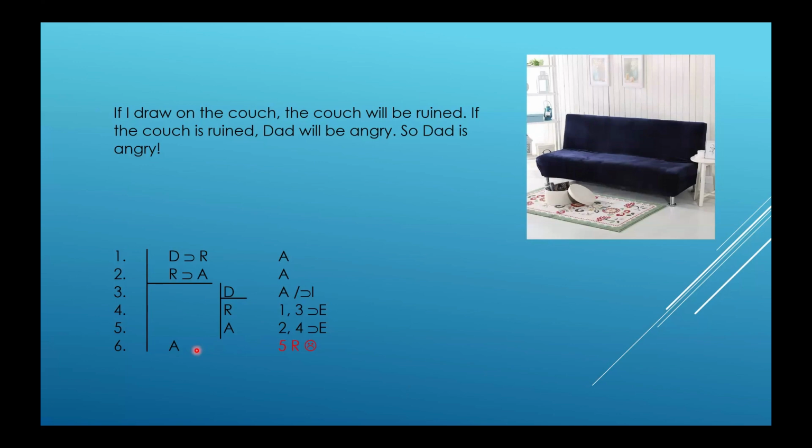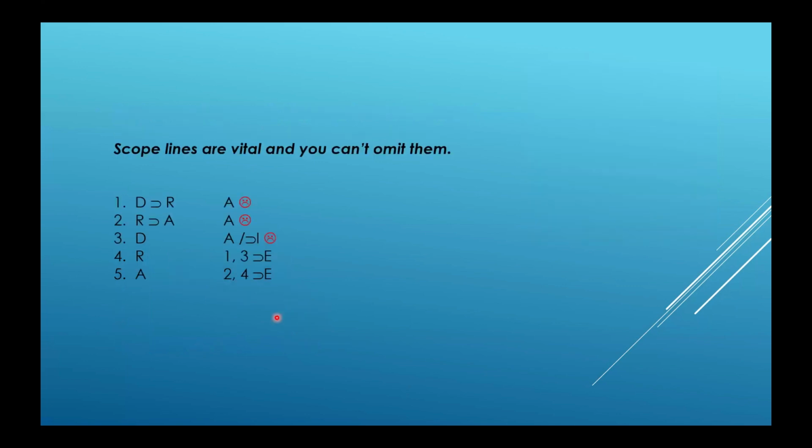The scope lines are there to make sure that you don't make this kind of mistake in a derivation, and they're vital. You can't omit them. This is not a derivation here, because it has no scope lines. You don't have any scope lines marking off the scope of the primary assumptions. You don't have any scope lines marking off the scope of this auxiliary assumption here.